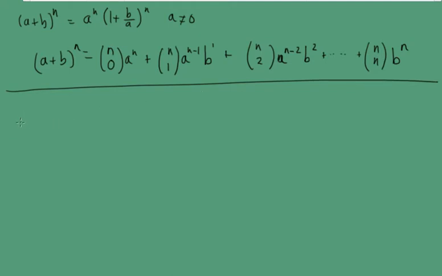Now we're going to look at how this works in practice. So we're going to find, in ascending powers of x, the first 4 terms of the expansions.